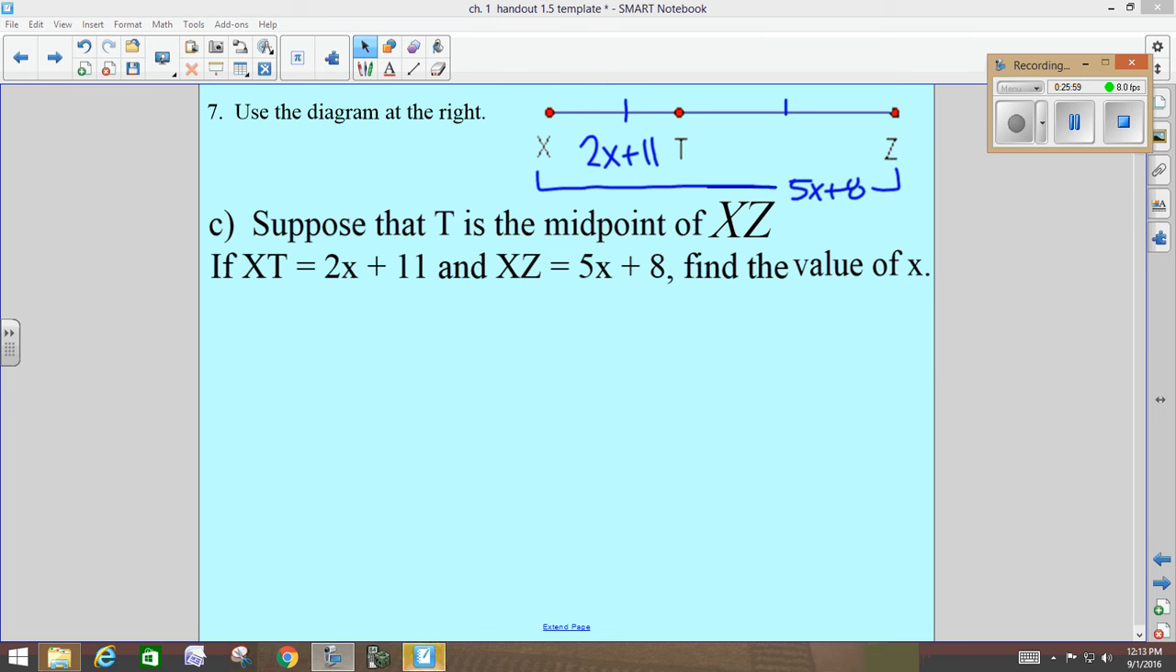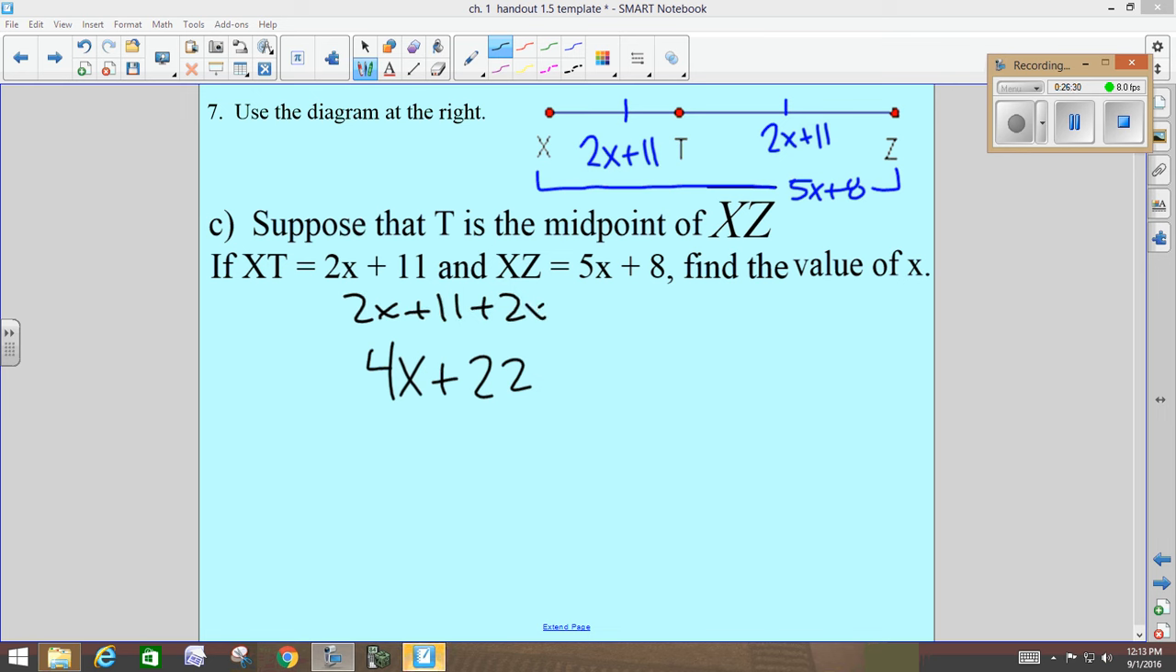Oh, geez, Louise, what's 5x plus 8 representing? XZ. The whole thing, right? So would it make sense to set this chunk equal to the whole thing? No, we got to figure out what the other chunk is. Tana? Good. The other chunk would be 2x plus 11 because they're congruent. So Quinn, then what would I do? Yeah, 4x plus 22, because 2x plus 11 plus 2x plus 11 would equal 5x plus 8. It takes two of those 2x plus 11s to get your total.